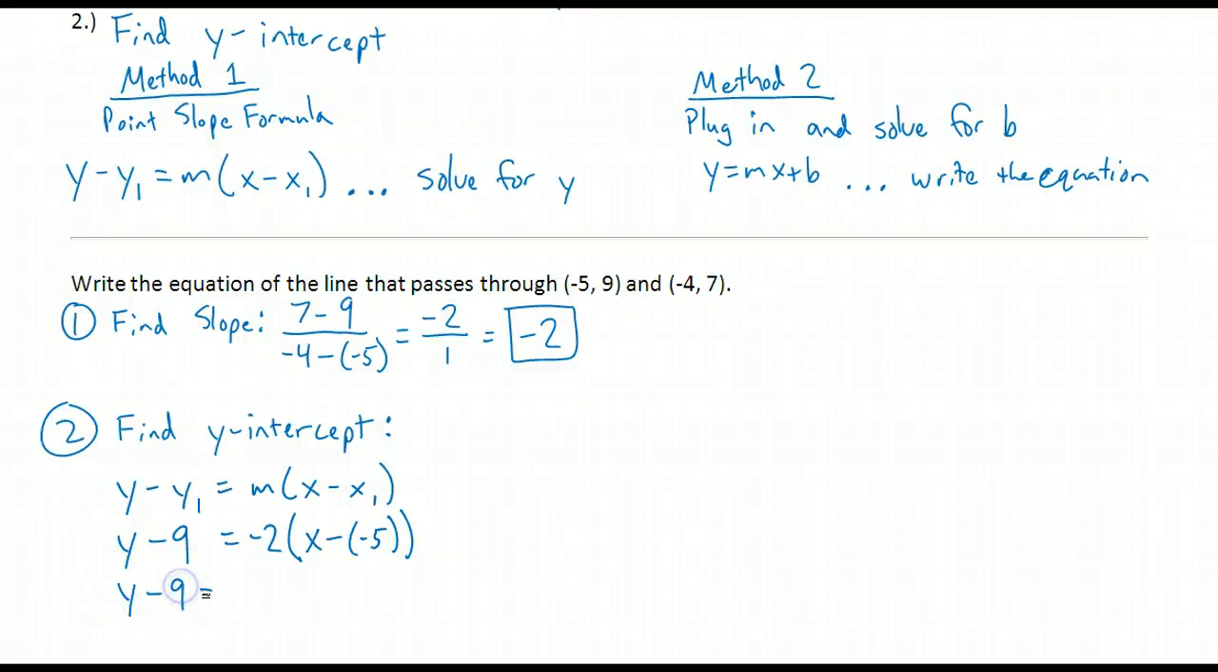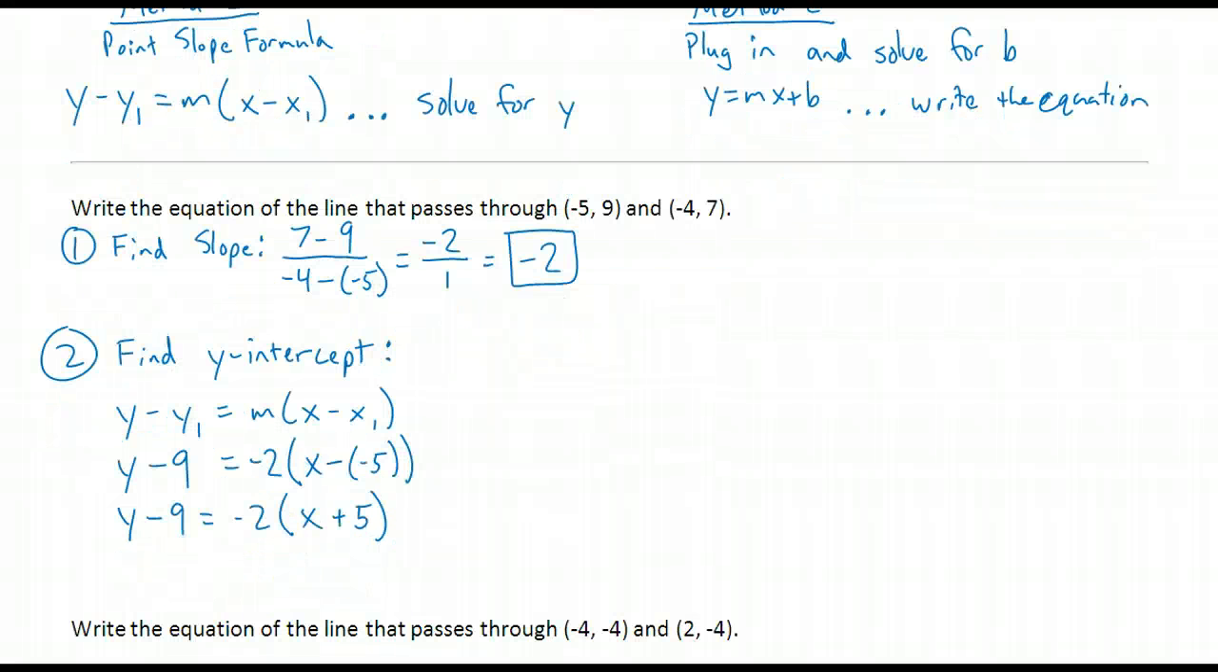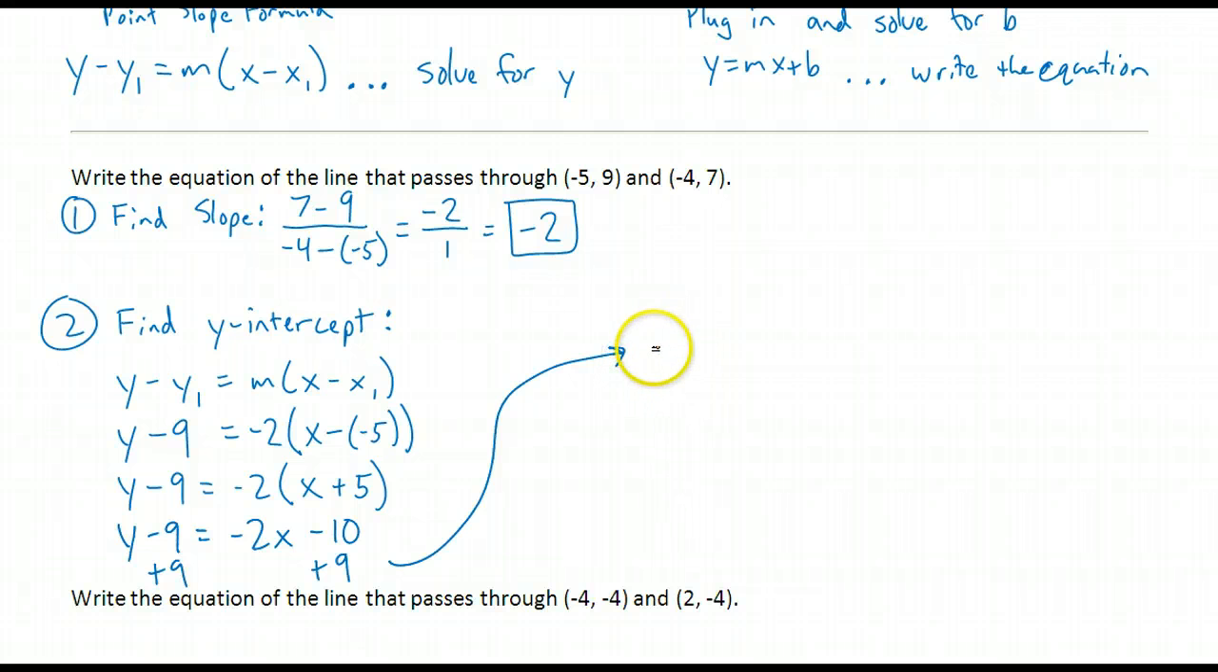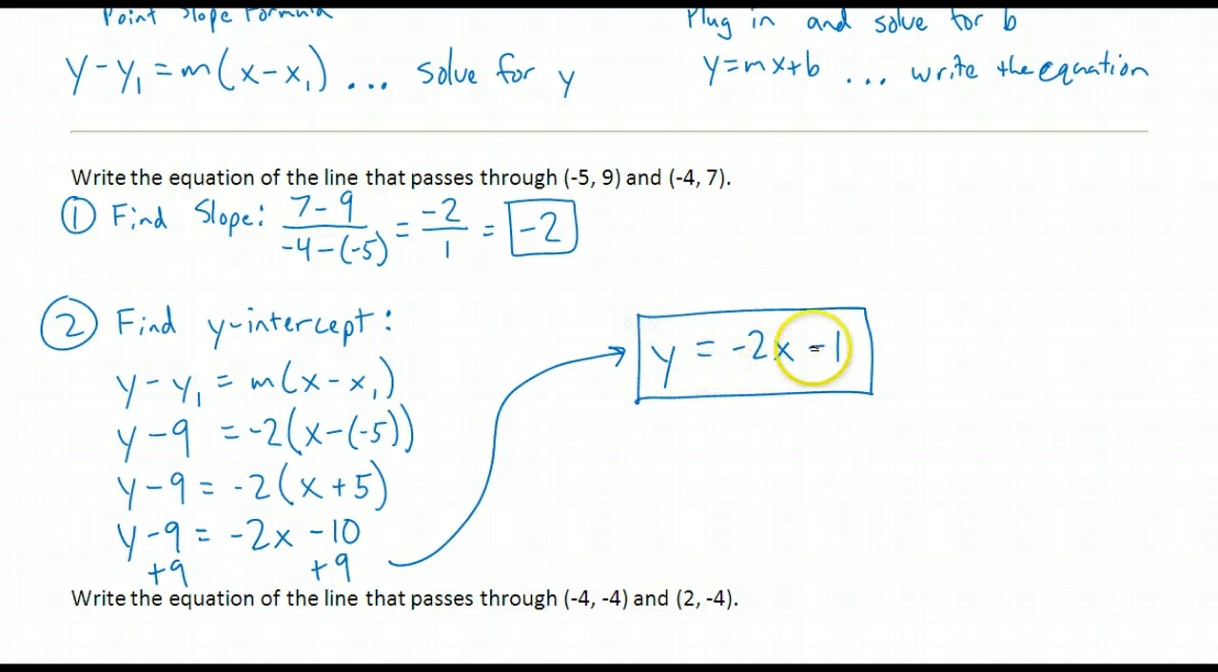Now I need to solve for y. Notice that I rewrote x plus 5 before I tried to distribute. I need to make sure that I'm conscious of all my negative signs. I'm left with y equals negative 2x minus 1.